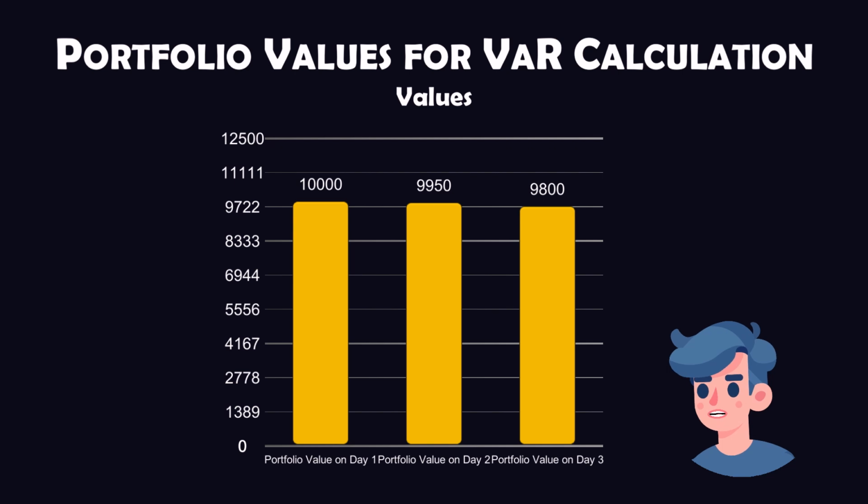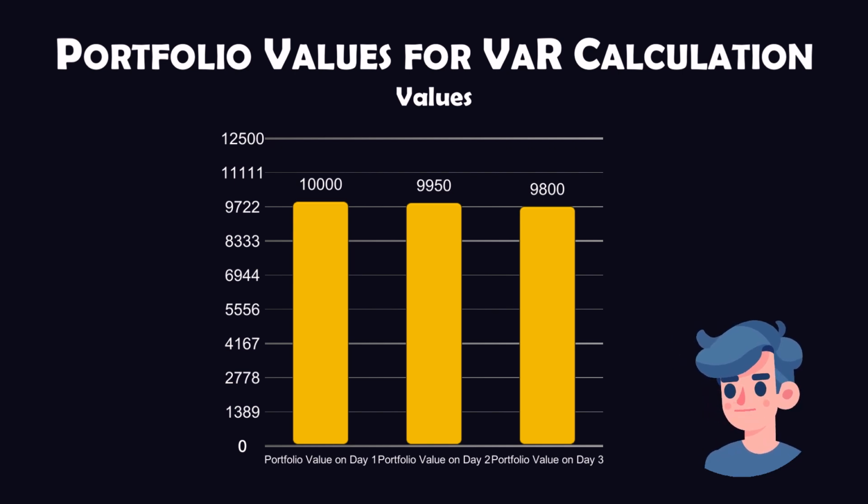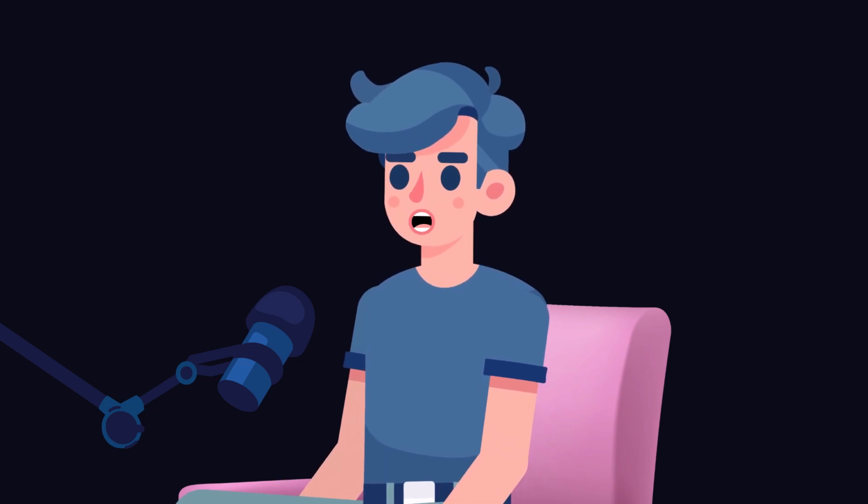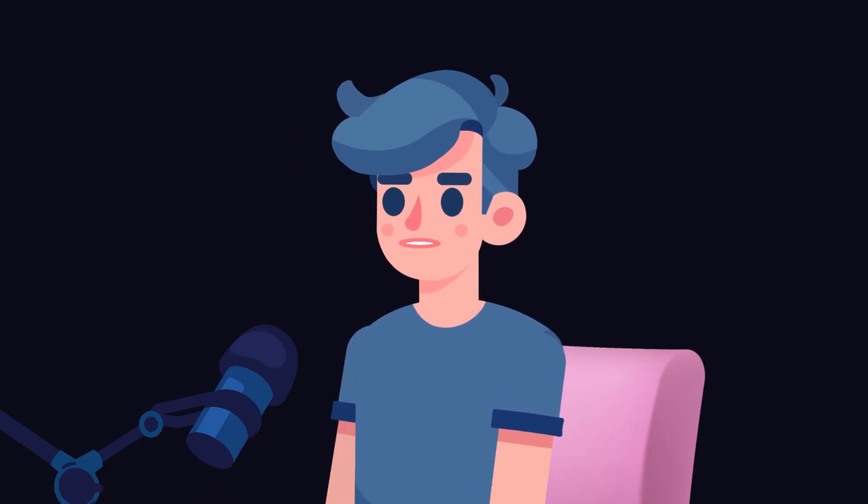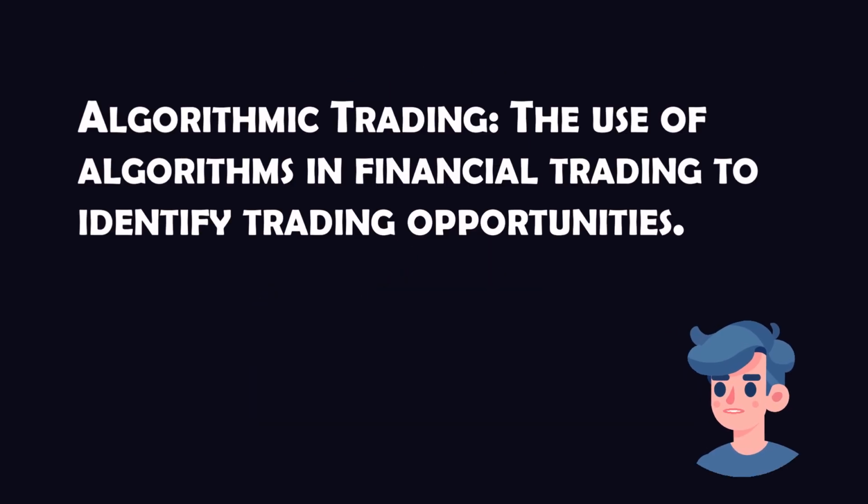For better understanding, consider Value at Risk, VaR, a risk management tool that measures the potential loss in value of a portfolio over a defined period for a given confidence interval. Say we have a portfolio that has a VaR of $500 at a 95% confidence interval over 1 day. This means that we can expect to lose $500 or more on one of every 20 days, or 5% of the time. Now let's talk about algorithmic trading, another significant application of financial engineering.